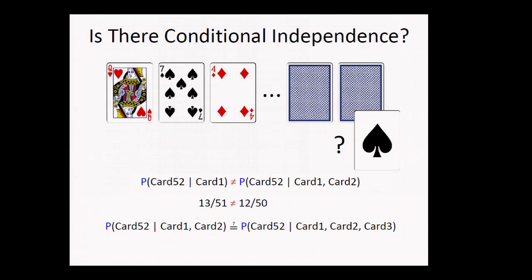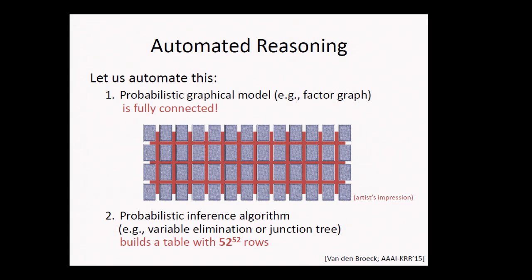Okay, so maybe we need to observe 3 cards. What happens if we observe this third card being the 4? Then again, things change. So it seems that there are actually no conditional independencies here in this distribution, right? And I could have told you that before by just drawing the graph, because this graph actually has an edge between every pair of nodes. So I spent a lot of time drawing lines here between every pair of nodes. And as you can see, it's really densely connected.